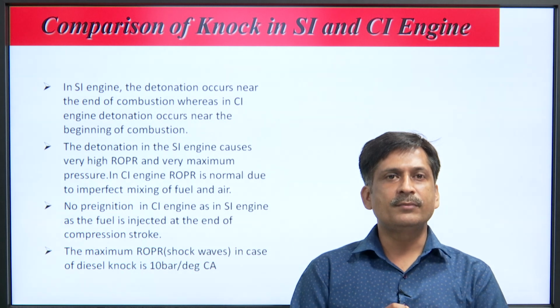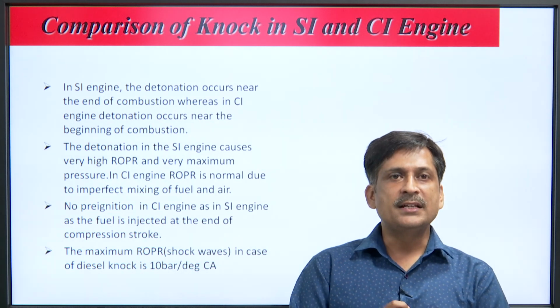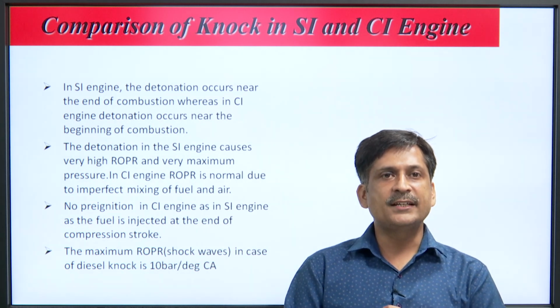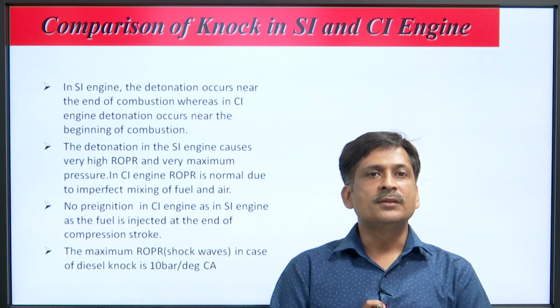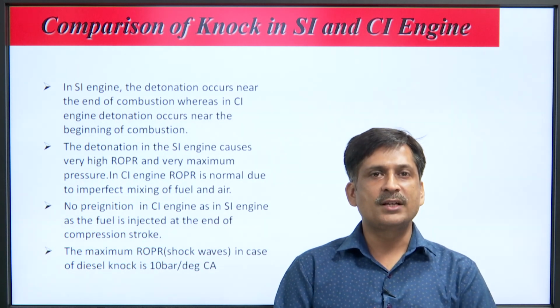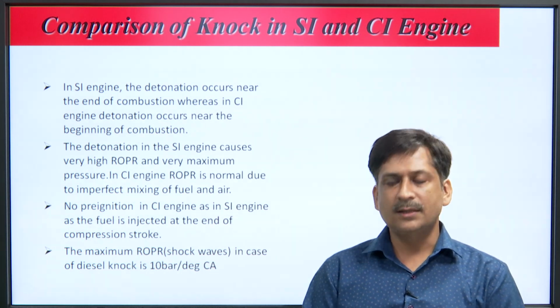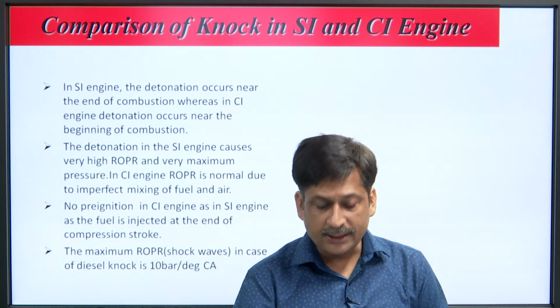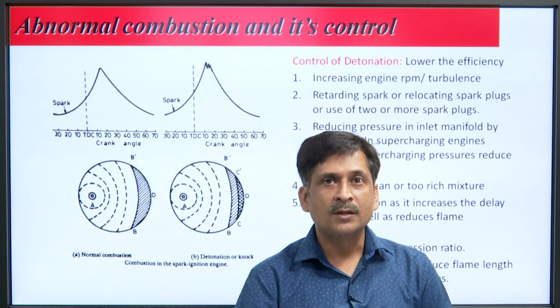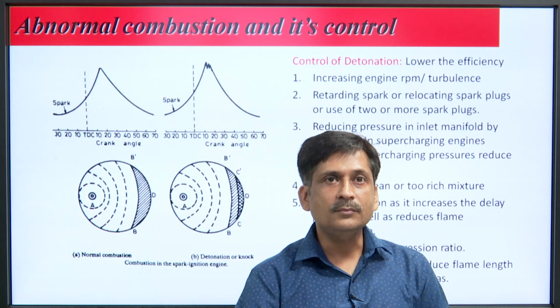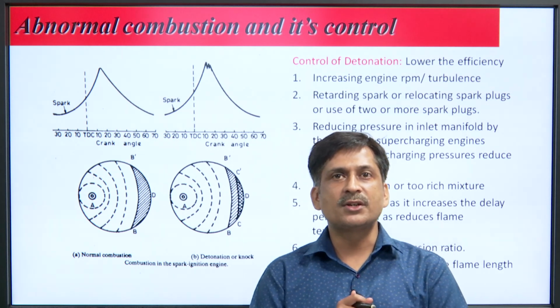No pre-ignition is observed in a CI engine. In an SI engine, the fuel is injected at the end of the compression stroke. The maximum rate of pressure rise, known as the shock wave in case of diesel knock, is 10 bar per degree crank angle. These are also the abnormal combustion control techniques.